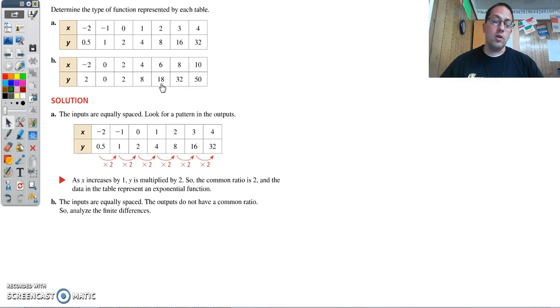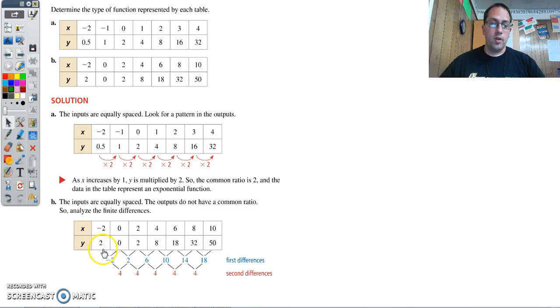So what we're going to look for instead are the finite differences. And we've done this before. This is where you subtract the first number from the second number. Right? So 0 minus 2, 2 minus 0, 8 minus 2, and so on. And the first differences don't work. So we do it again, and we see the second differences do. They all come out to 4. So sure enough, this is a polynomial function.